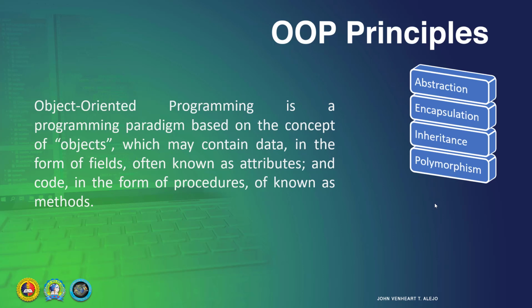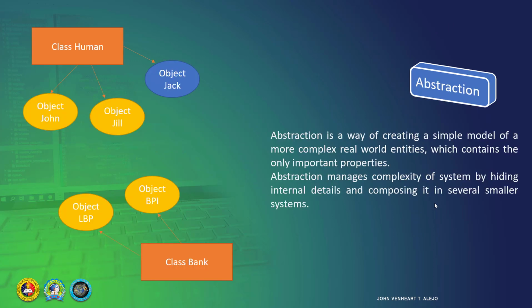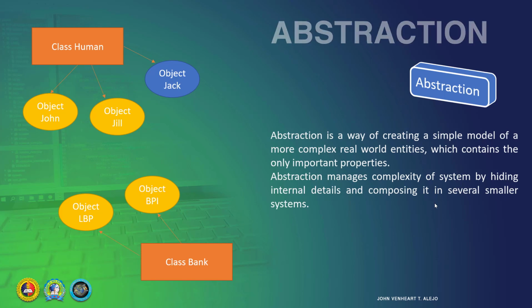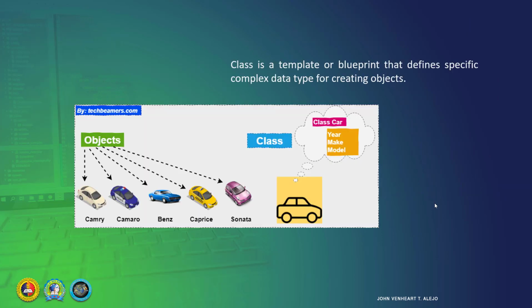Okay, now these are the four basic principles of OOP. We have abstraction, encapsulation, inheritance, and polymorphism. Okay, so we go first with abstraction. But before going to abstraction, we will dive into what a class is. Before that, we cannot create an object without a class. That is the prerequisite. So you should create a class before an object. So what is really a class?